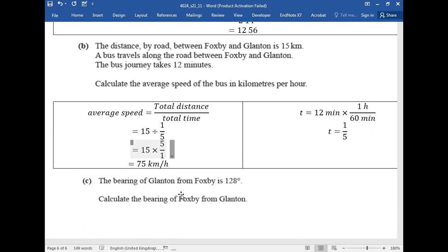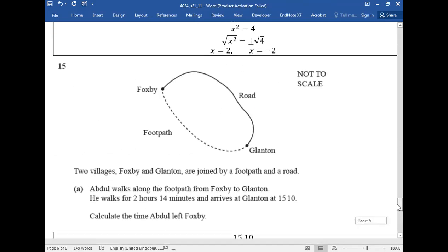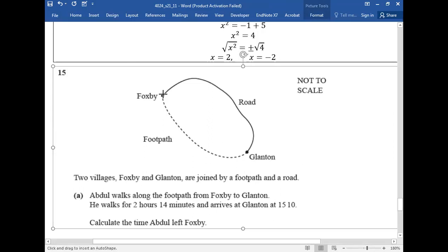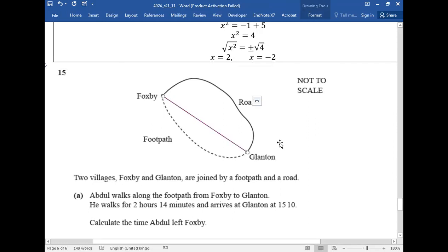What is the first thing that you're supposed to do? Line between both the points. In majority of the questions, those lines are already drawn, but if it is not there, the first thing that you are supposed to do is draw a line. Is this clear? Between Foxby and Glanton. In this question, do we have a line between Foxby and Glanton? So please make it a habit of always, even if the line is drawn, I urge you people to trace it again, because that line is important. So first is a line between Foxby and Glanton.